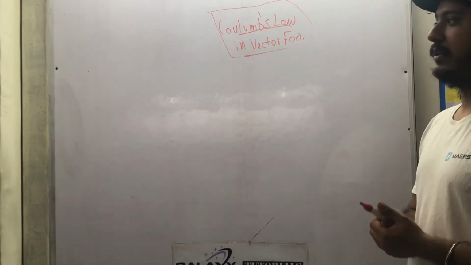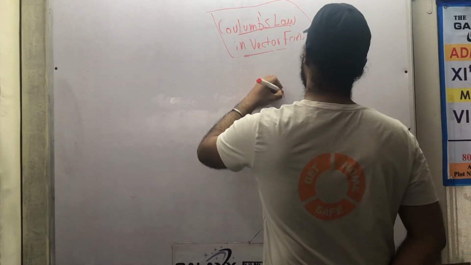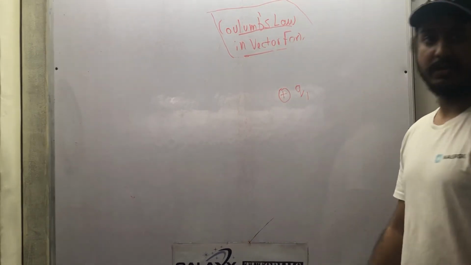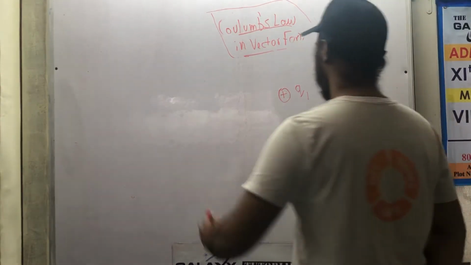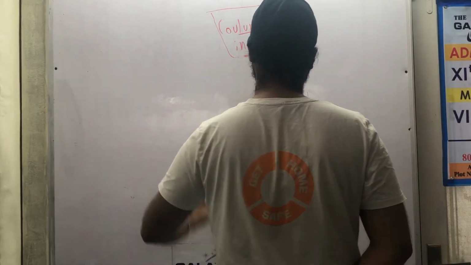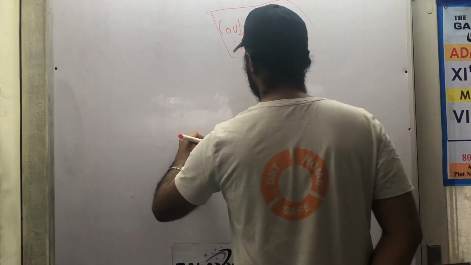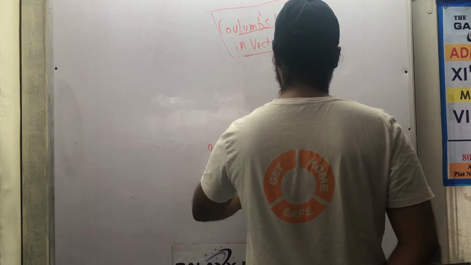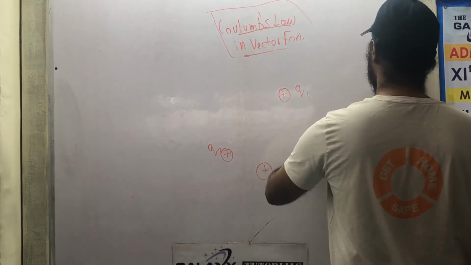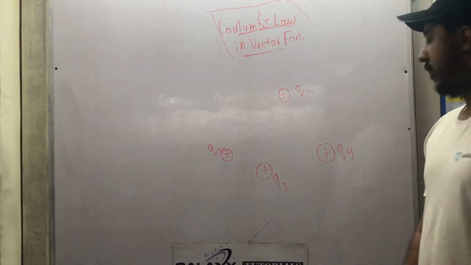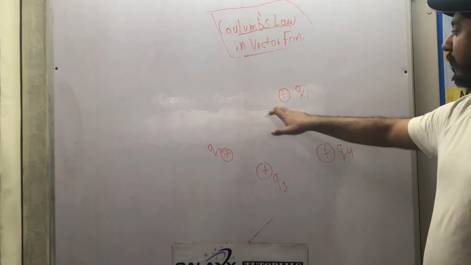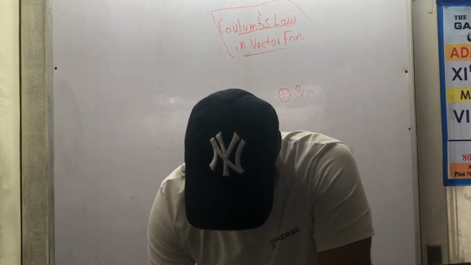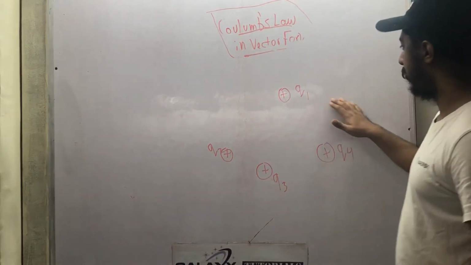So this definition means that, let's assume there is a charge Q1 here, positive in nature. Then there is one charge Q2, one charge Q3, and one charge Q4. Now all these three charges are interacting with this one charge Q1 here.